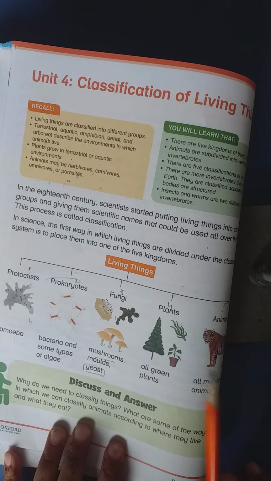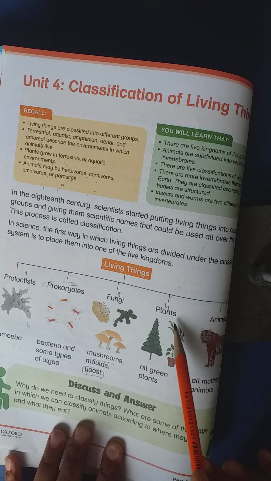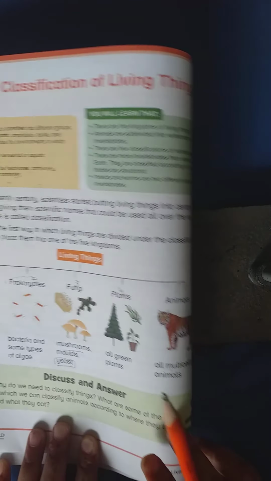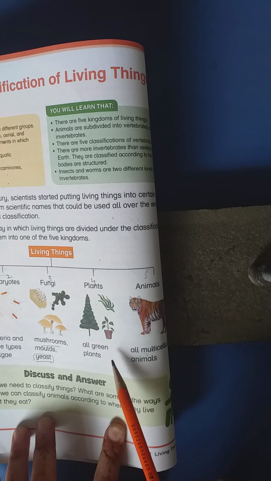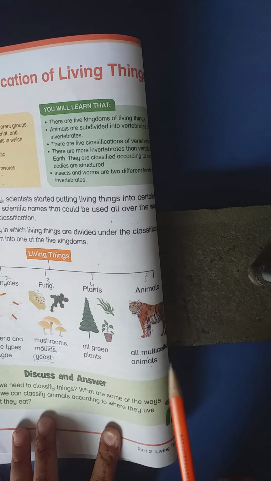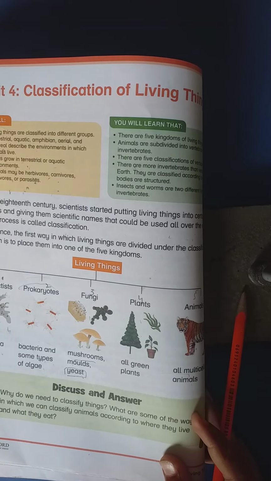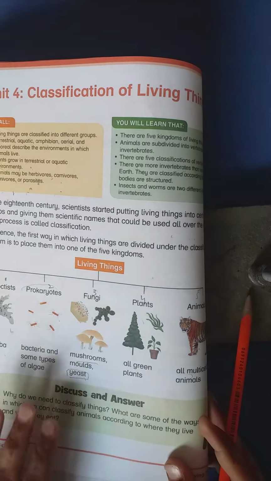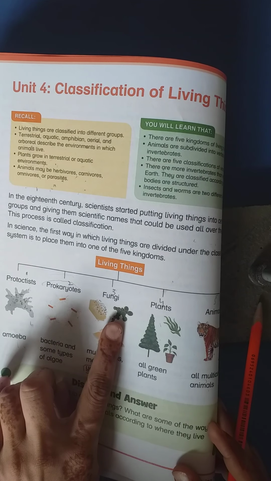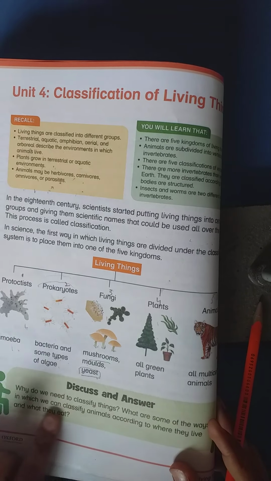Number 4, kingdom plants, and all green plants are put into this kingdom. And number 5 is animals. All multicellular animals are put into kingdom animals. So how many kingdoms are there in total? There are 5 kingdoms. Number 1, protoctists. Number 2, prokaryotes. Number 3, fungi. Number 4, plants. And number 5, animals.